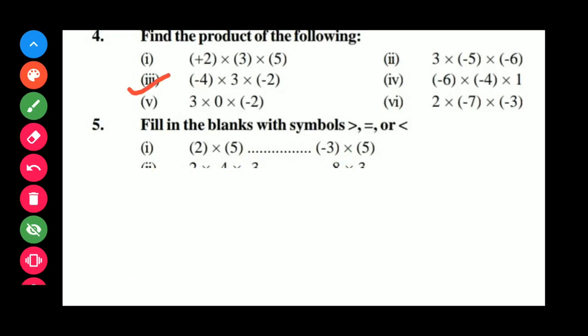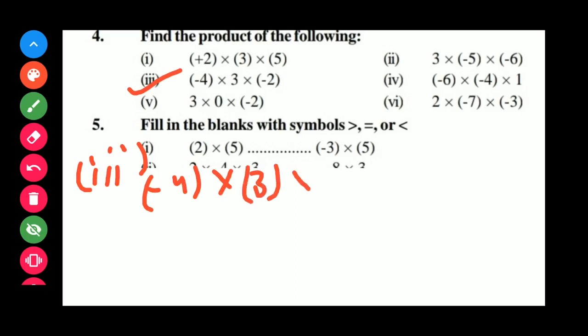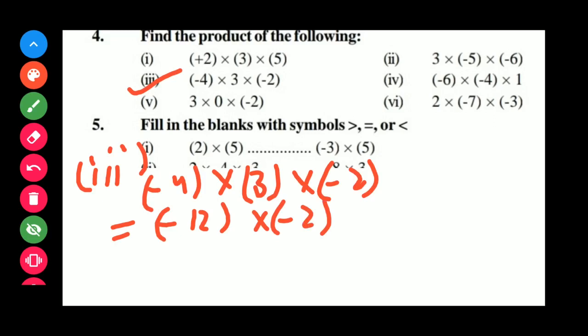Come to the third part. It is like this, your third part. So that is minus 4 into 3 into minus 2. So minus 4 and 3, that is minus 12, into minus 2. Now negative multiplied by negative becomes positive, so it becomes plus, and 12 times 2 is 24. That is your answer.